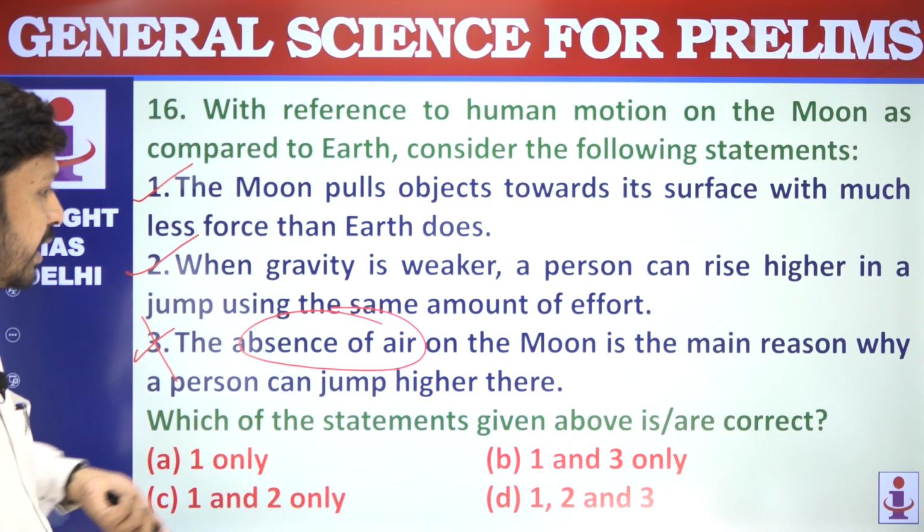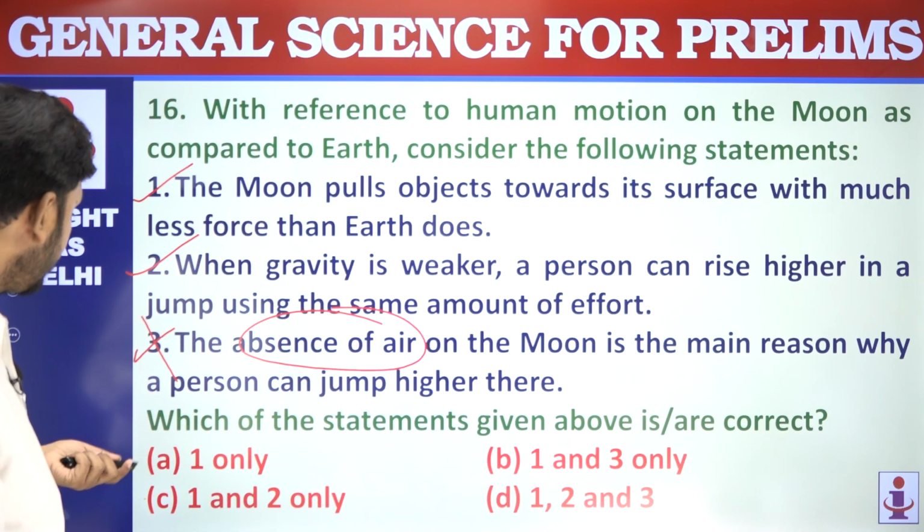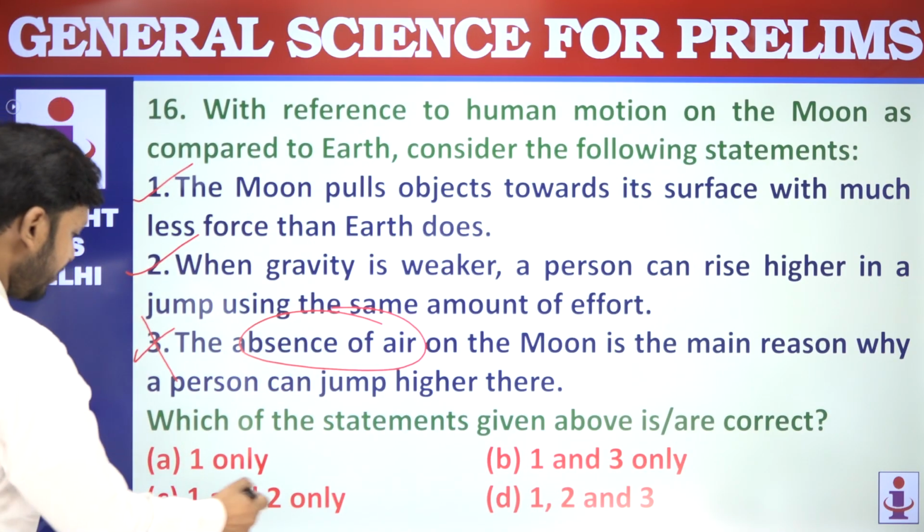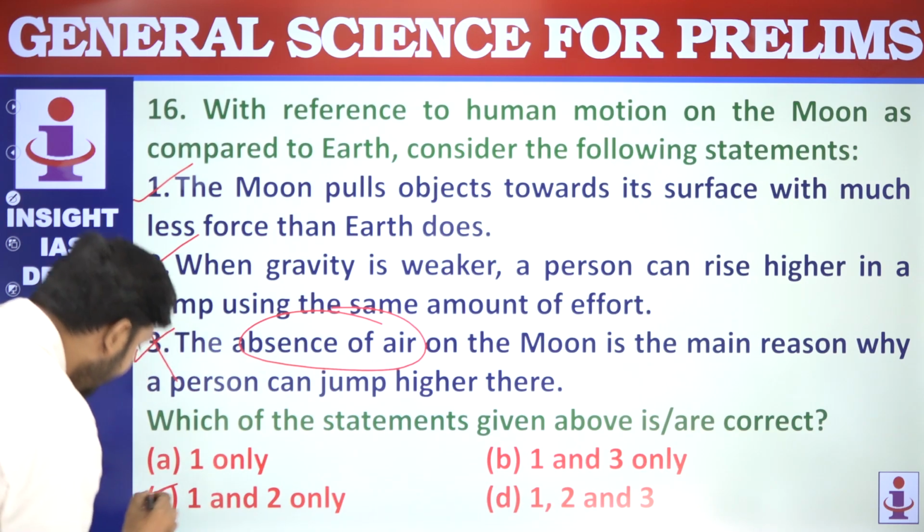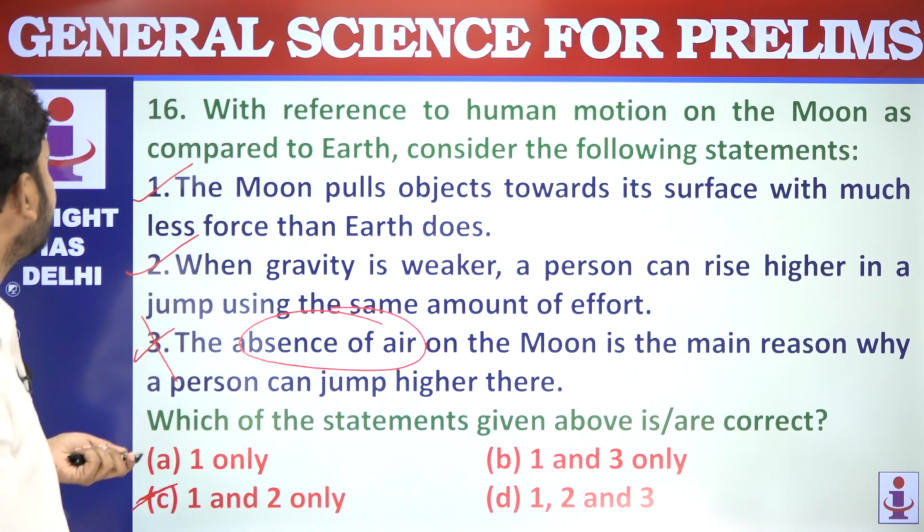So only 1 and 2 are correct, and they are asking for the correct statement. So where are 1 and 2 together? Option C has statements 1 and 2. So our answer will be C. Is it clear? Let's go to the next question.